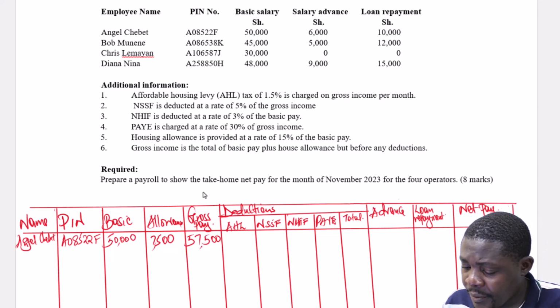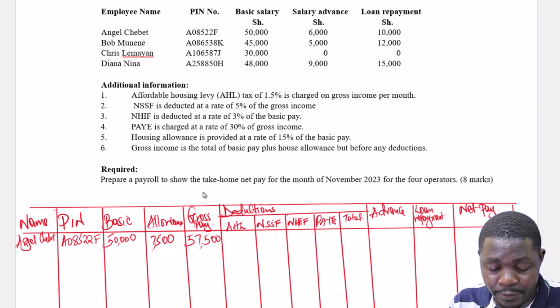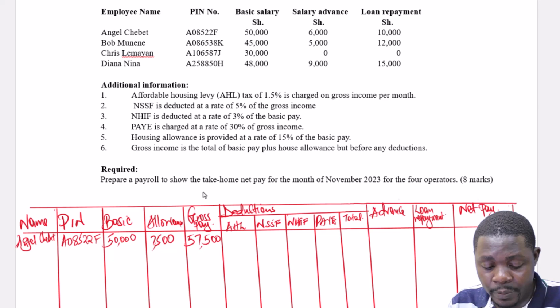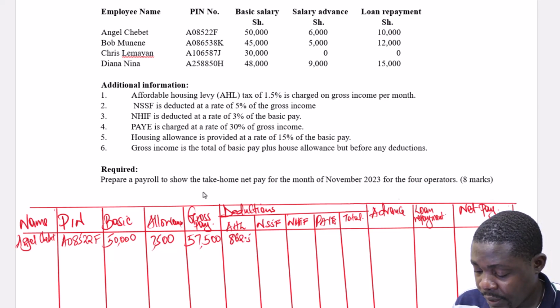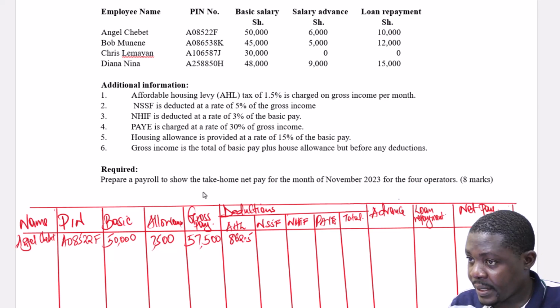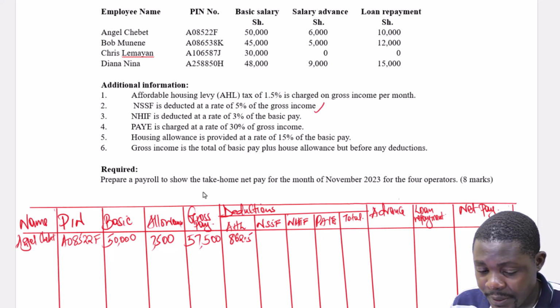Okay. Then we are told that affordable housing levy is taxed at 1.5%, charged on the gross income. Now we can take 1.5 divided by 100, multiplied by 57,500. The housing levy is 862.5. NSSF, how is it deducted? It is 5% on the gross. 5 divided by 100, multiplied by 57,500. For NSSF, the person is paying 2,875.